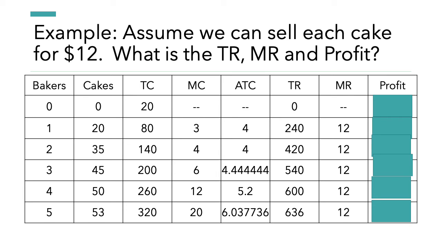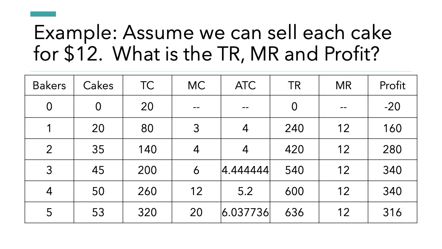Now, one thing that we have not yet fully discussed is to look at marginal revenue and marginal cost while I reveal the profit. So if we produce 0 cakes, total revenue is 0, and the cost when we're producing 0 cakes is 20, and that's effectively our fixed cost, so our profit if we produce 0 cakes is minus 20. If we produce 20 cakes, we get $240 in revenue minus the 80 in costs, and we get $160, etc.